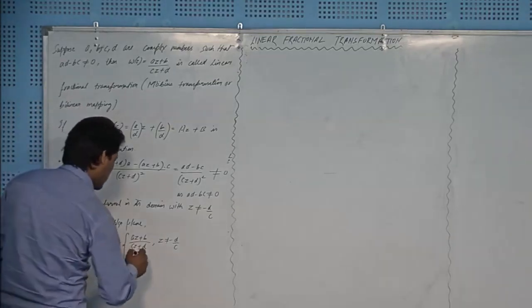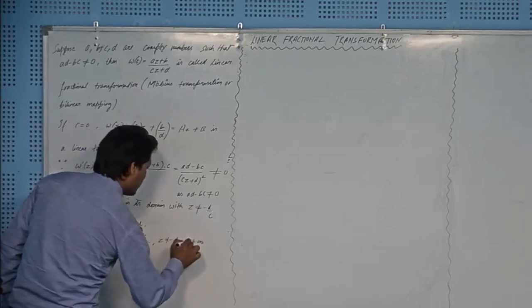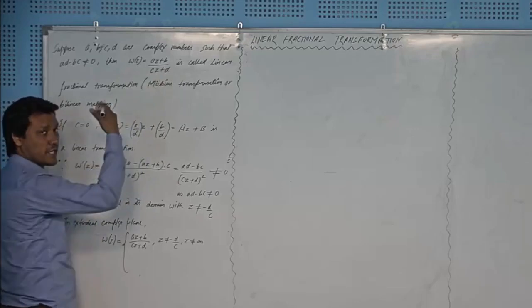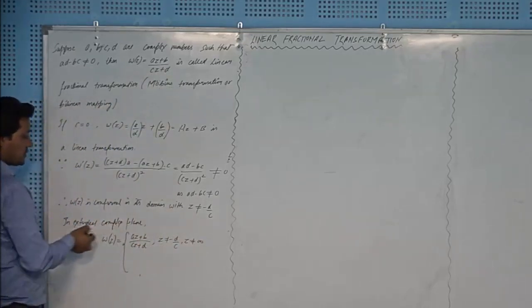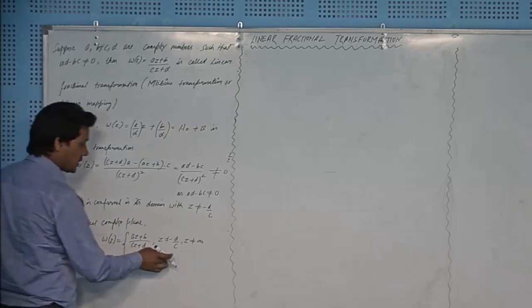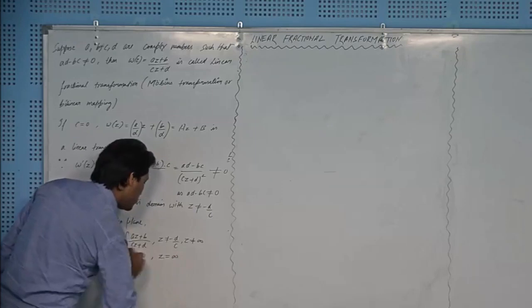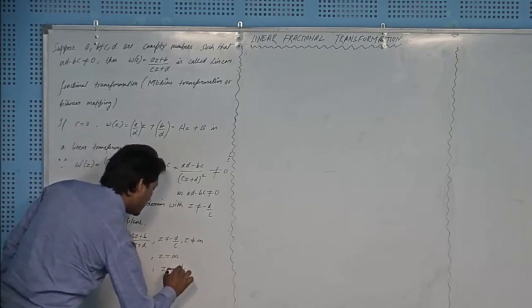And yes, z is not equal to infinity. So this transformation is the same, and this was actually defined for the complex plane, but since we have extended this definition to the extended complex plane, I will write two more points here. What happens when z equals infinity? And what happens when z equals minus d by c?